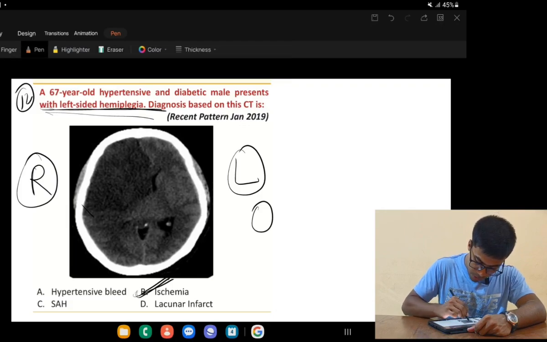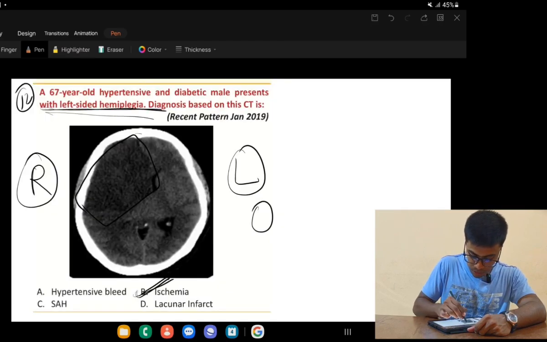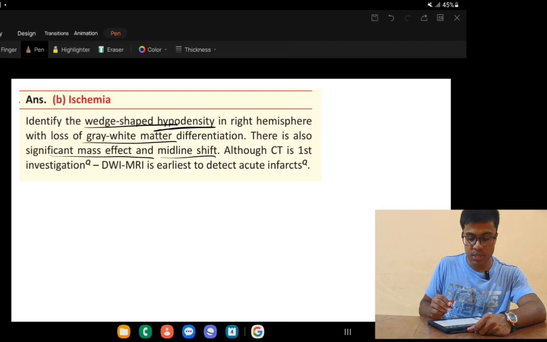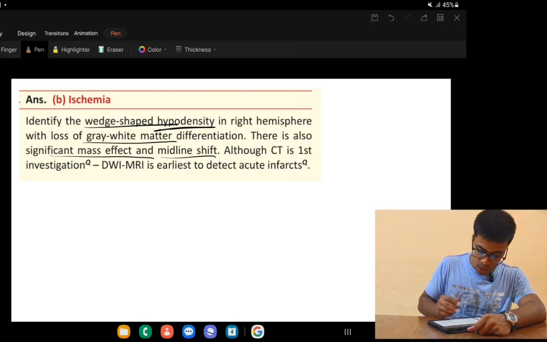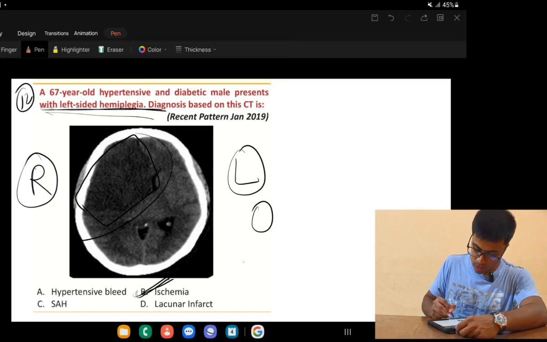It looks like a wedge-shaped lesion, or wedge-shaped hypodensity, in the right hemisphere with loss of gray matter-white matter differentiation, significant mass effect and midline shift. Although CT is the first investigation, DWMRI is the earliest to detect acute infarcts. Whenever there is a wedge shape, it is mostly an infarct.